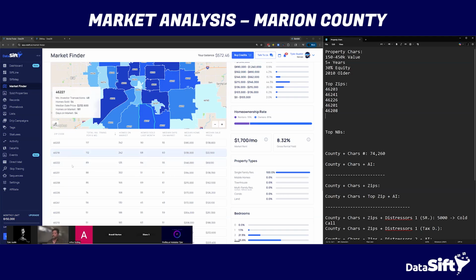So you can see in the top 10, there's some that we just didn't include here that don't fit our buy box. It's not to say there's not deals there. It's just it wouldn't be my first option. All right, so now we have our top zip codes.